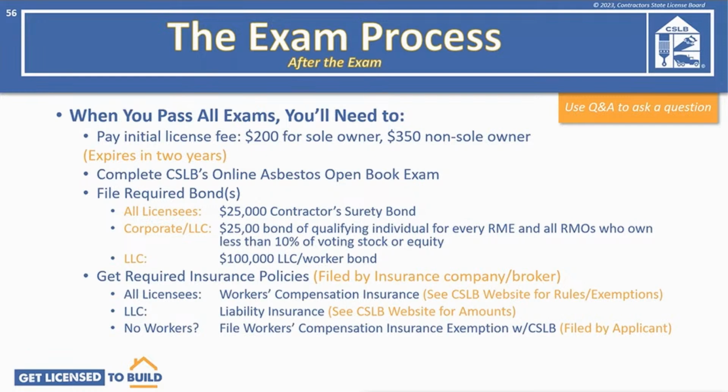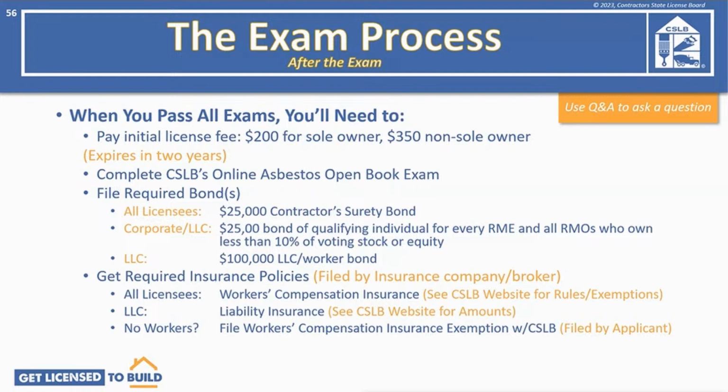After you pass your exams, what happens next? First, you'll need to pay your initial licensing fee, $200 for a sole owner license and $350 for a non-sole owner license. That will be good for 2 years. You'll also need to complete an online asbestos open book exam.